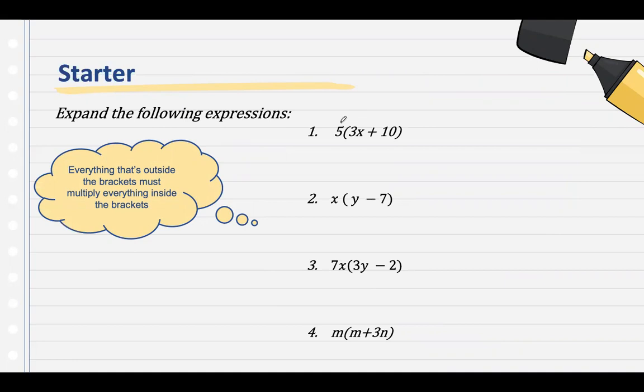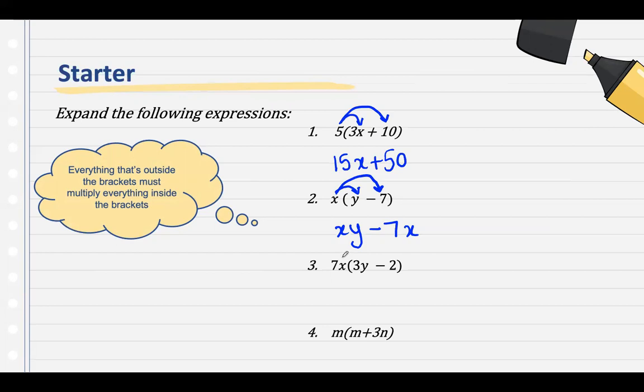So with the first one, we're going to times 5 by the 3x and also times it by the 10. So we will have 15x plus 50. So do 5 times 3x, which is 15x, and 5 times 10, which is 50. Here we're going to do x times y, which is just xy. Here is a minus, so make sure that's consistent, so it will still be minus. And then x times by 7, which is just 7x. We write the number before any letter.